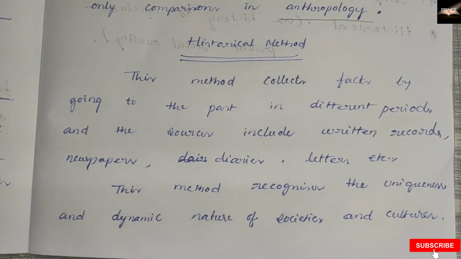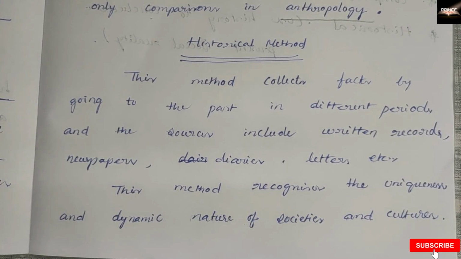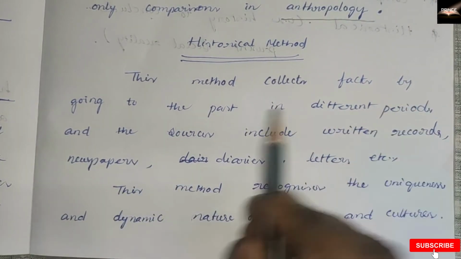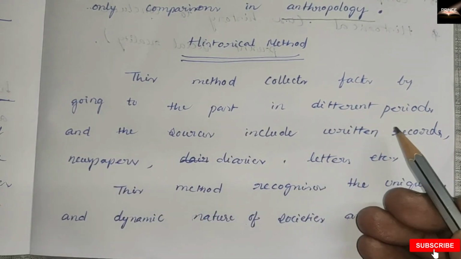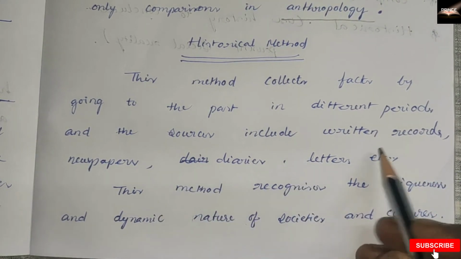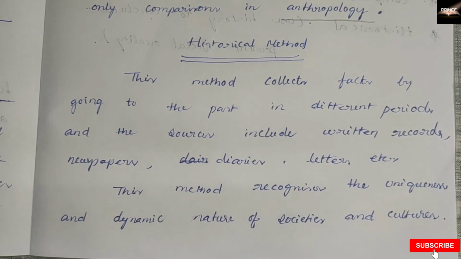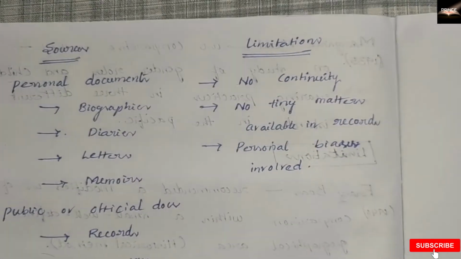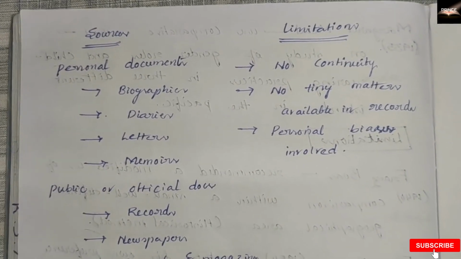Simply, we can describe the historical method as a method that collects facts by going to the past in different ways, collecting facts from history to draw conclusions about the present problem. Understand? The sources include written records, newspapers, diaries, letters, etc. This method recognizes the uniqueness and dynamic nature of societies and culture. Let's see the sources and the limitations of the historical method.